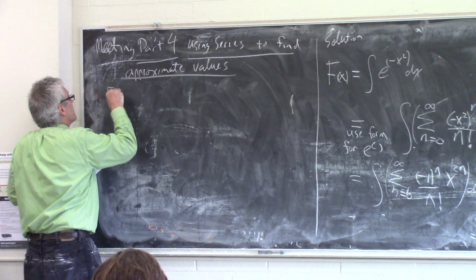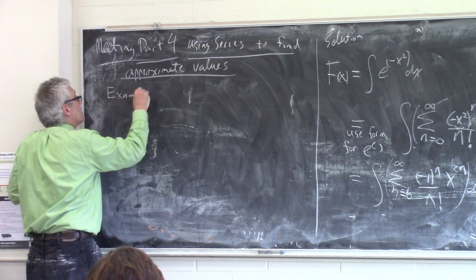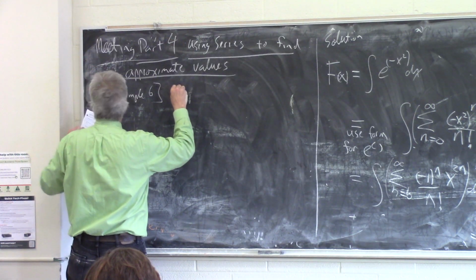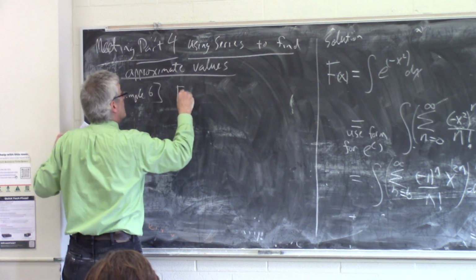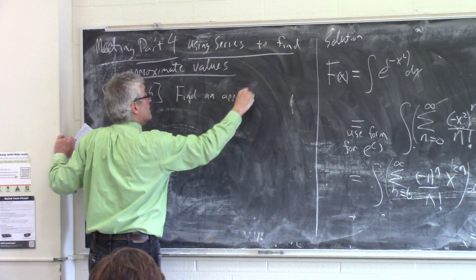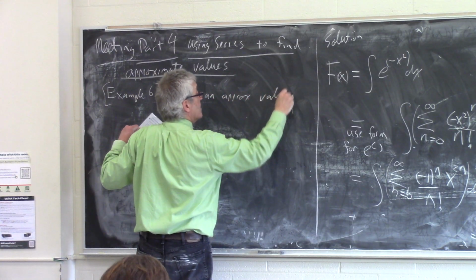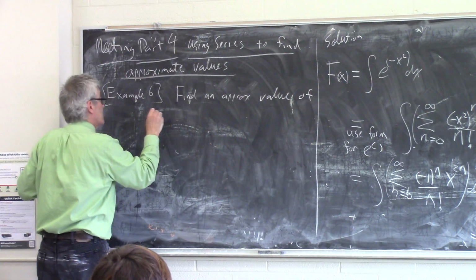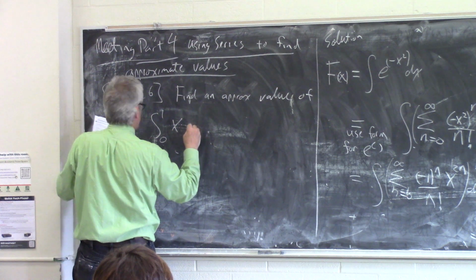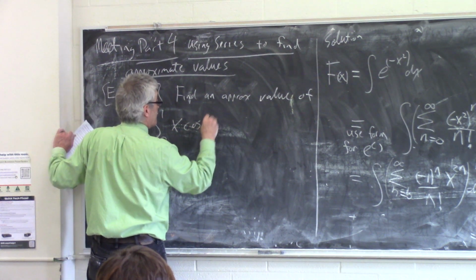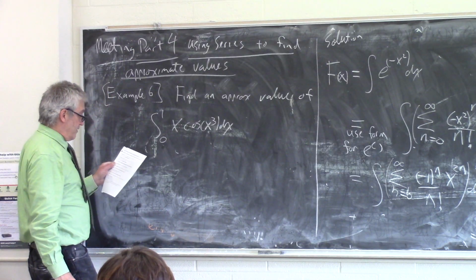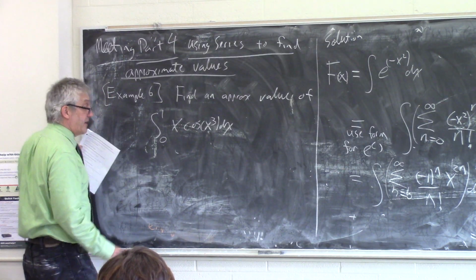So example 6. Find an approximate value of this thing. Integral from 0 to 1 of x cos x cubed, that is accurate to, that is correct to 3 decimal places.